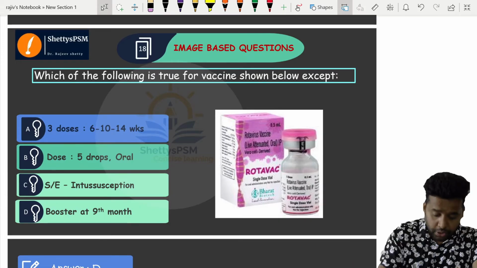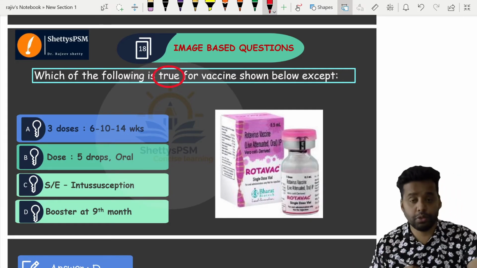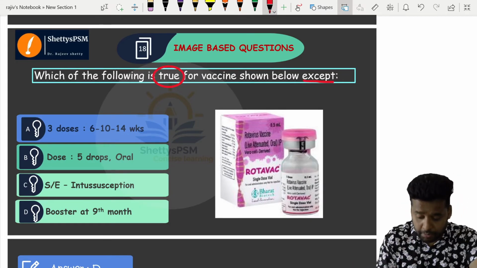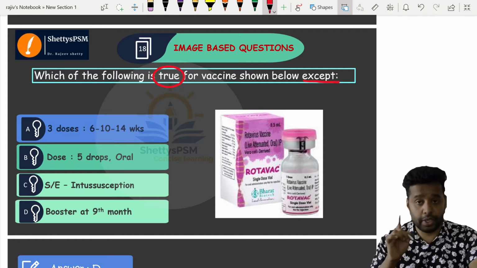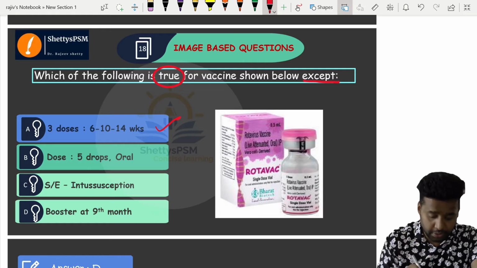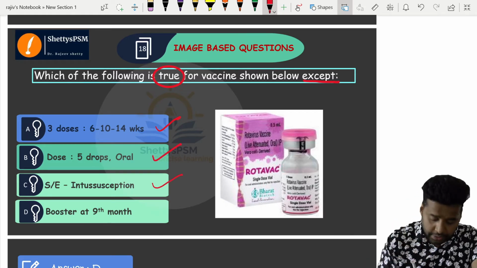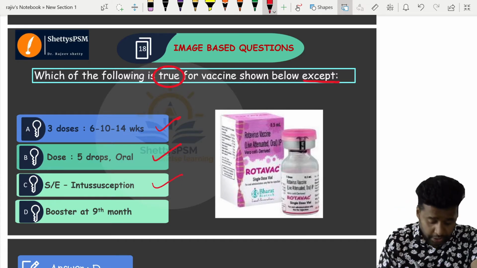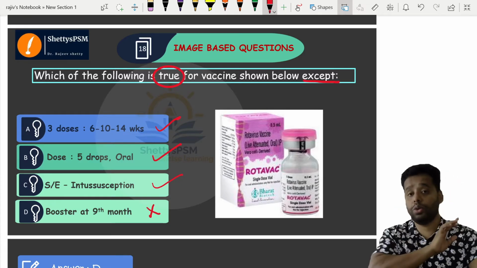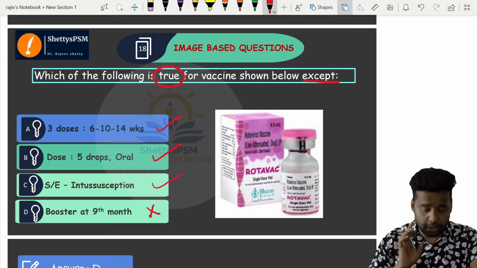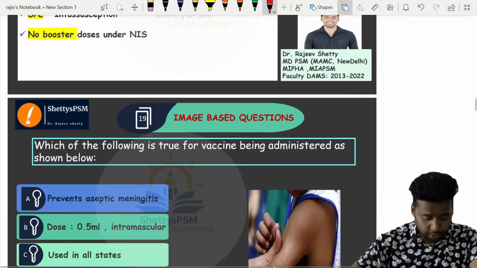Which of the following is true for the vaccine shown below? Except means which is false. True except question. 3 doses 6, 10, 14 correct. Rotavac is used. 5 drops oral correct. Side effect intussusception correct. Booster at 9th month? No, there is no booster dose of Rotavac.